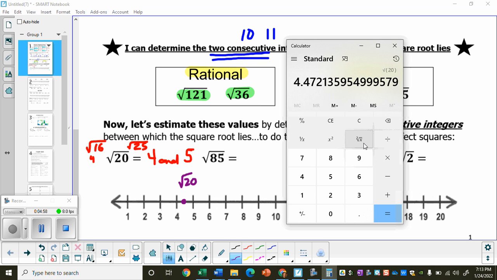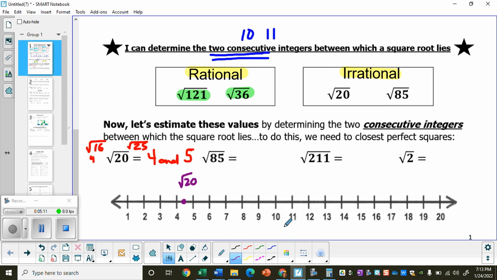If I do the square root of 20, see how I said it was going to be closer to 4 than it is to 5, but not by much. So it's like barely right under 4.5. And that's kind of what I was saying. All right. Now let's do the next one.